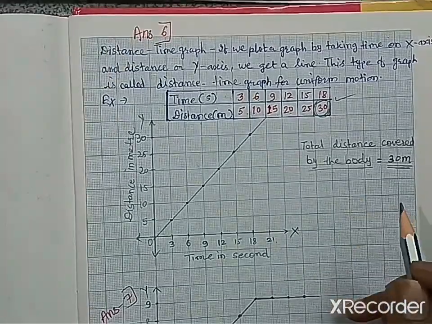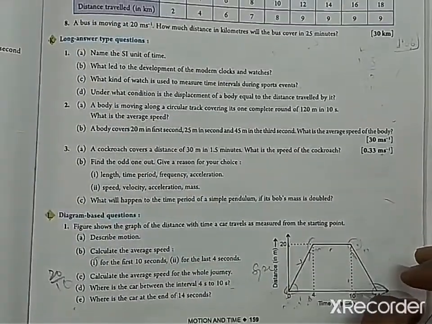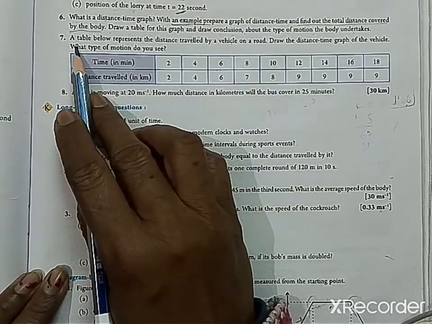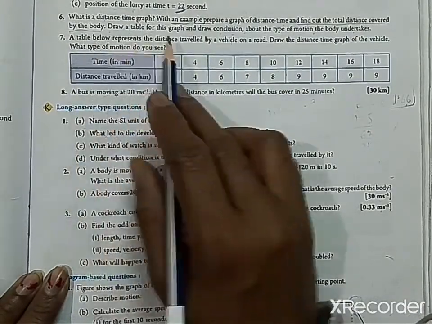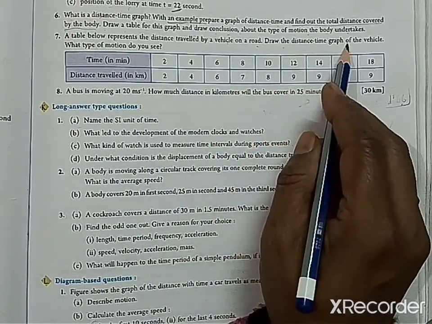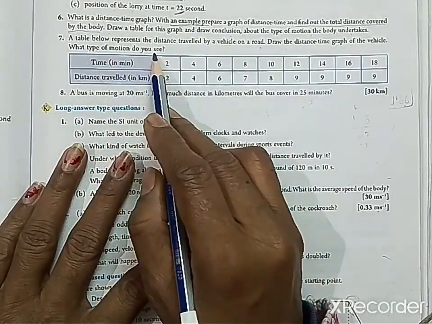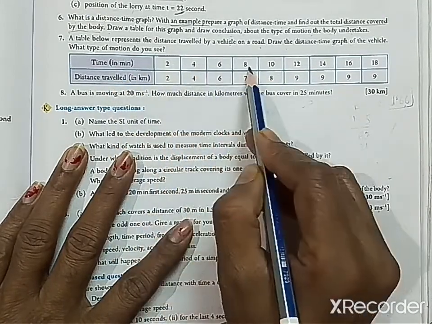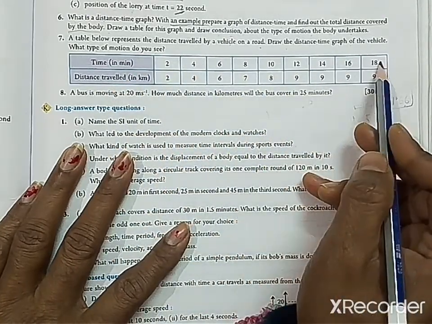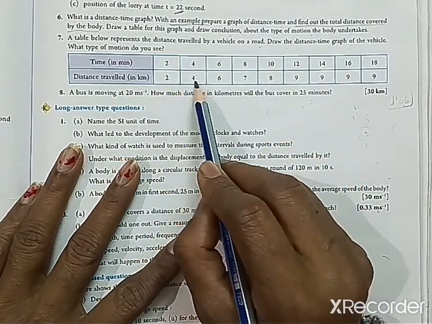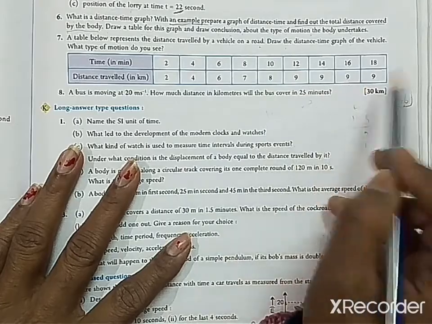Then we have one more question, that is question number 7. A table below represents the distance traveled by a vehicle on a road. Draw the distance time graph for the vehicle. What type of motion do you see? Okay, so time is given here 2, 4, 6, 8, 10, 12, 14, 16 and 18 in minutes, and distance traveled is given in kilometers. So 2 kilometer, 4, 6, 7, 8, 9, 9, 9, 9 kilometers.